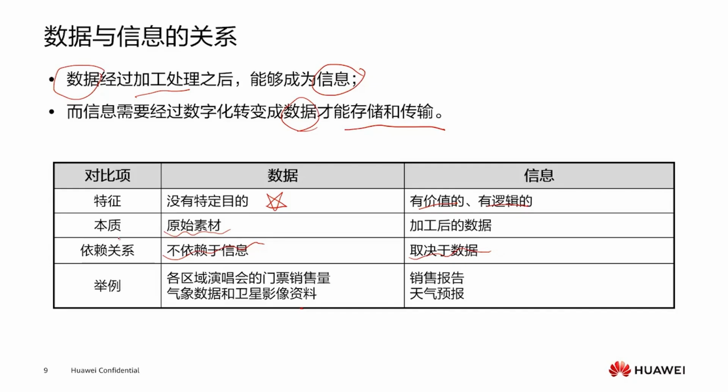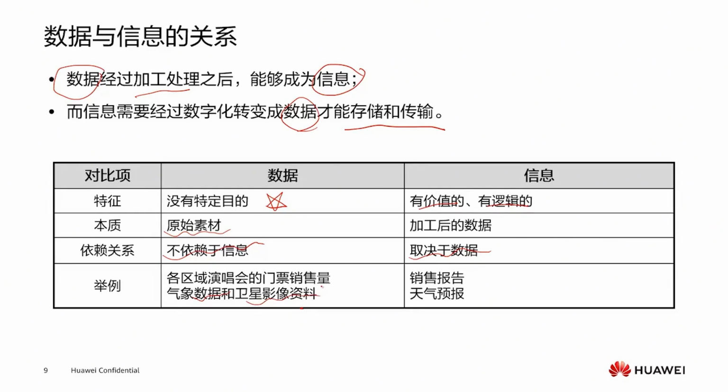Here are some small examples. For instance, the sales volume of concert tickets in various regions is a kind of data. But these sales volumes are useless to us. Only when we analyze them and get the sales report, knowing which concerts in certain areas are profitable and which concerts may not have an audience, can we provide valuable information for the next decision of the concert organizer.